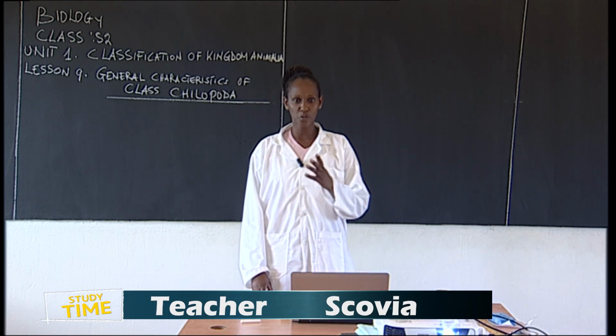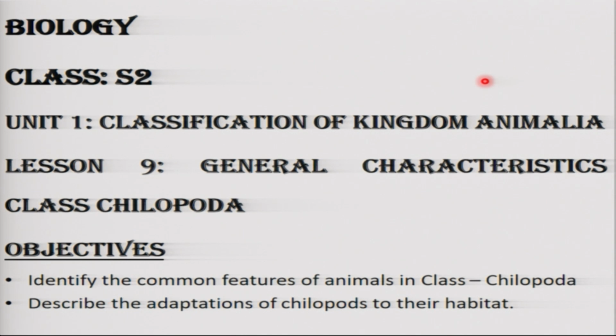Today we are continuing to look at Unit 1, which is classification of kingdom Animalia. We had gone as far as looking at the different phyla that we find in kingdom Animalia. We had finished looking at phylum Chordata, which are vertebrates. As I always remind you, we started looking at phylum Arthropoda, which deals with invertebrates, and that is still where we are.